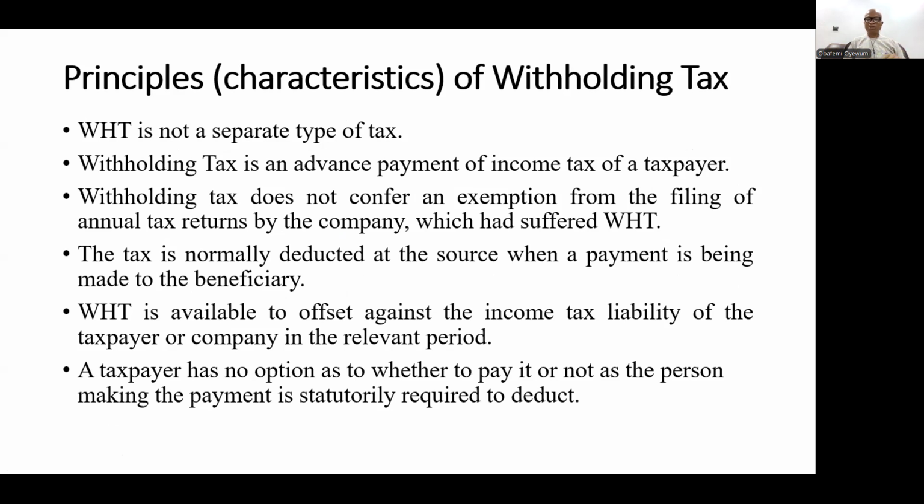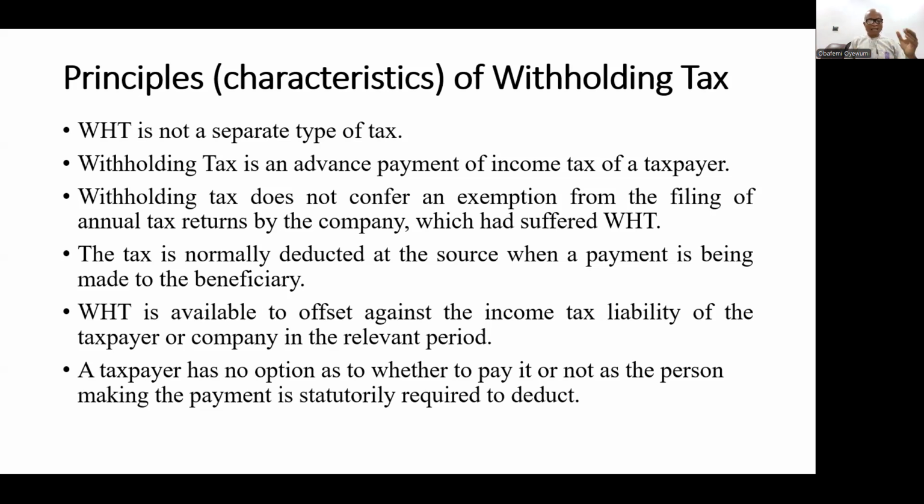Number three, withholding tax does not confer an exemption from the filing of annual returns by the company which has suffered withholding tax. What does that mean? It means that the fact that withholding tax has been deducted does not mean that the taxpayer will not still file his annual returns to the relevant tax authorities. You still have to file it, and then at the end of the year, you deduct the withholding tax that you suffered from the total liability of tax that you are meant to pay at the end of the year.